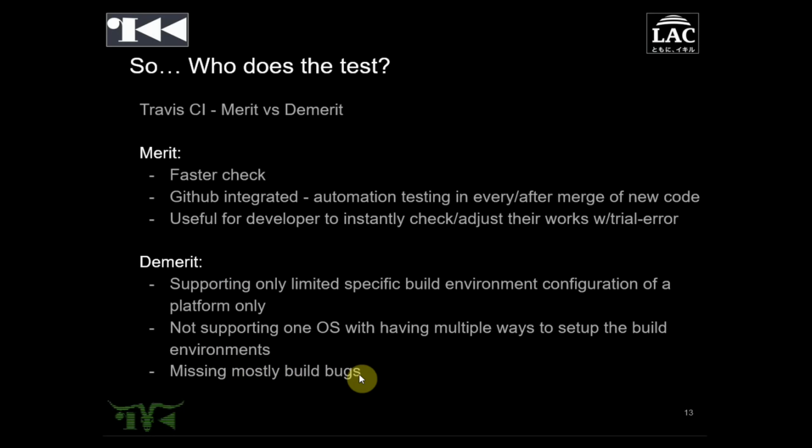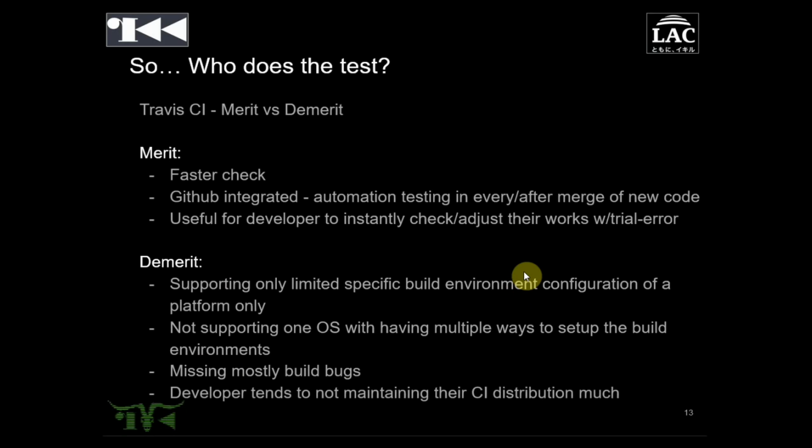And due to the supported and unsupported kind of build methods missing, CI are missing mostly the build bugs. There is also another factor that developers tend not to maintain their CI distribution much, since they have to prepare so many CI and there are probably too limited devices to support those CI environments, and probably some developers know about the coding in their environments and don't know what another OS is doing. So in that case, mistakes can easily occur and bugs happen.